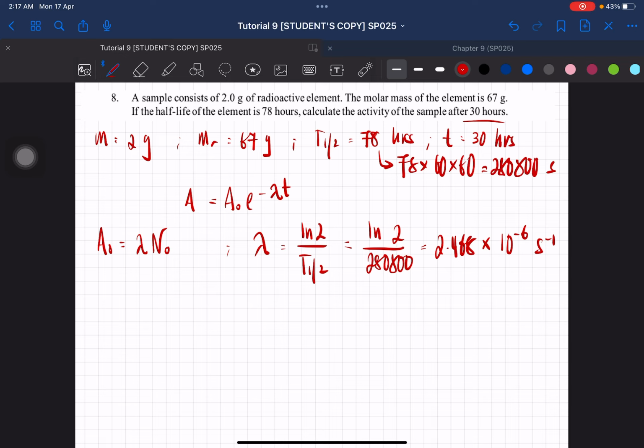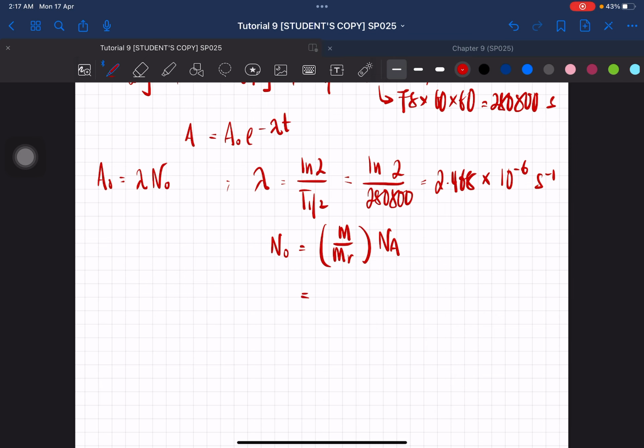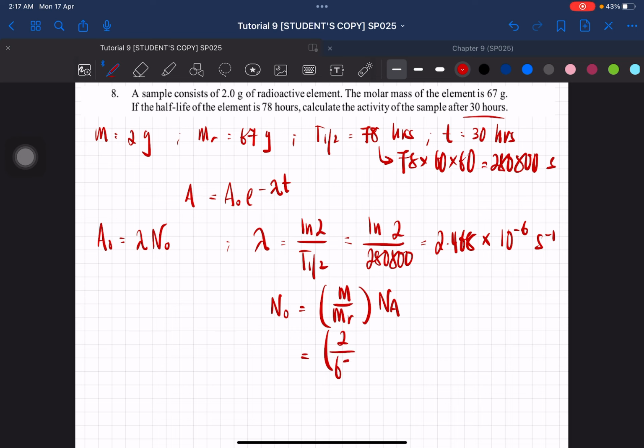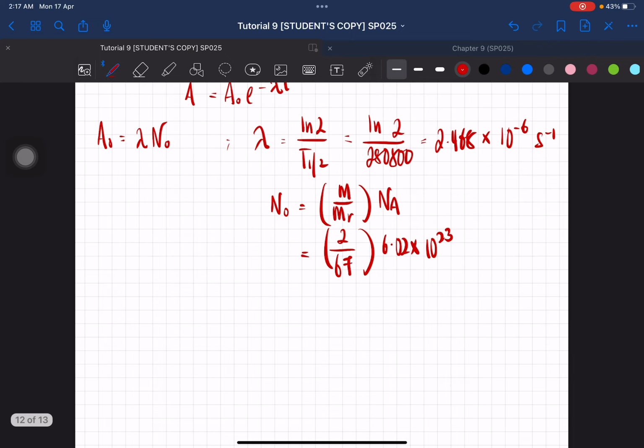Now we have to find the initial number of molecules. That is going to be the mass divided by the molar mass, times Avogadro's constant. Both are in grams, so we don't have to convert that. This is 6.02 times 10 to the power of 23. This is going to be equal to 1.8 times 10 to the power of 22 molecules.